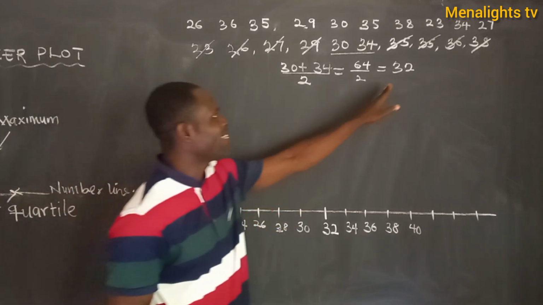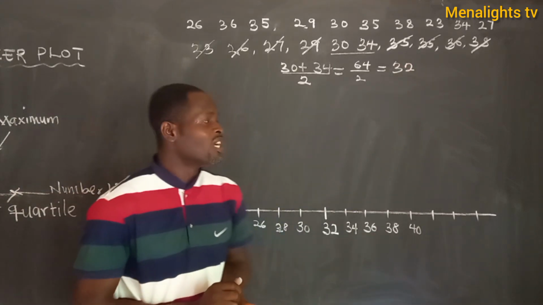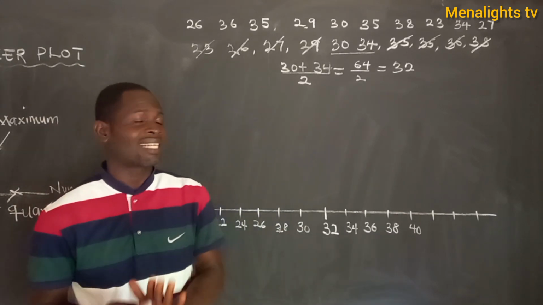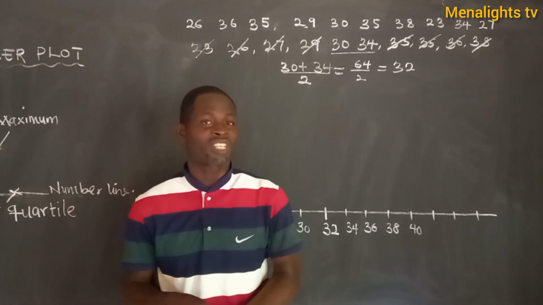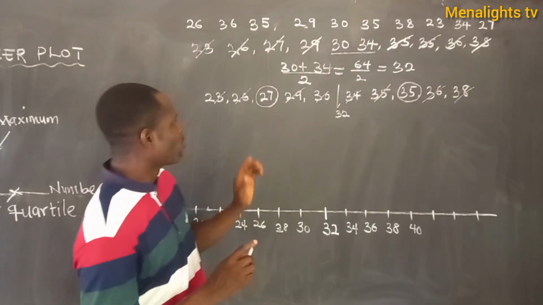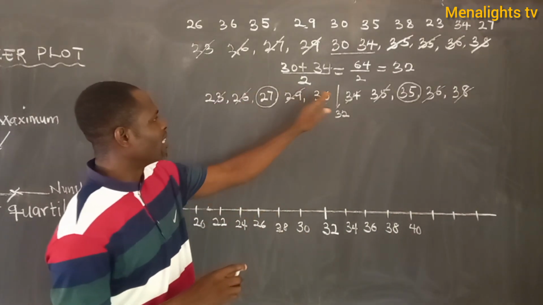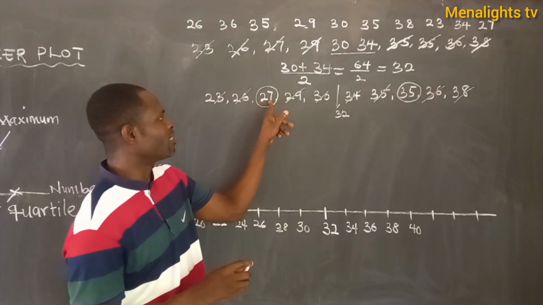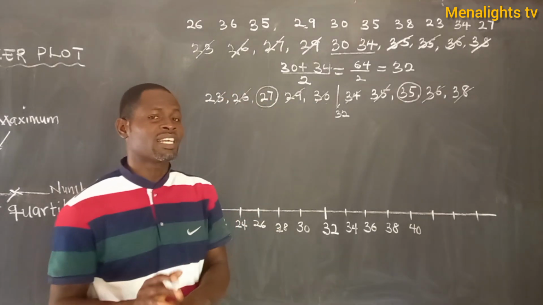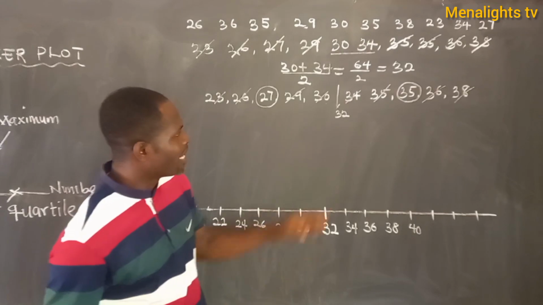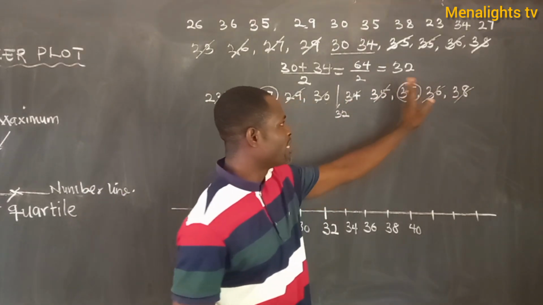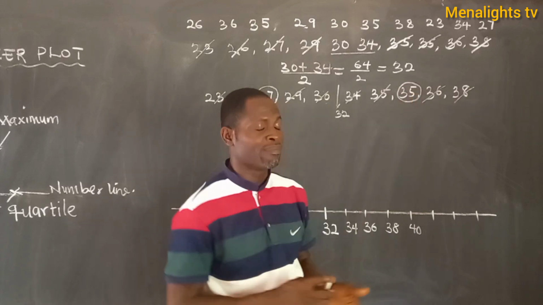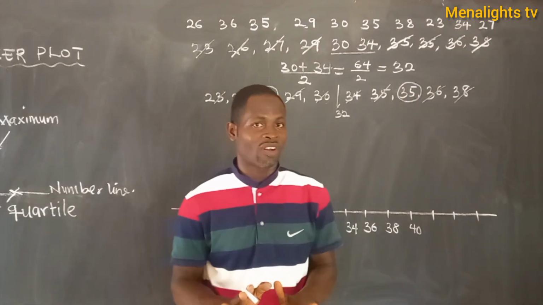Now, after getting the median as 32, we want to look at the numbers that are at the minimum side, and then the numbers at the maximum side. Lower quartile. Then when you look at this, you find the median of this set of numbers. So the median here is 27, and this 27 is the first quartile. Then when you come here too, you find the median of the numbers that you have here. So finding the median, the 35 here becomes our upper quartile.